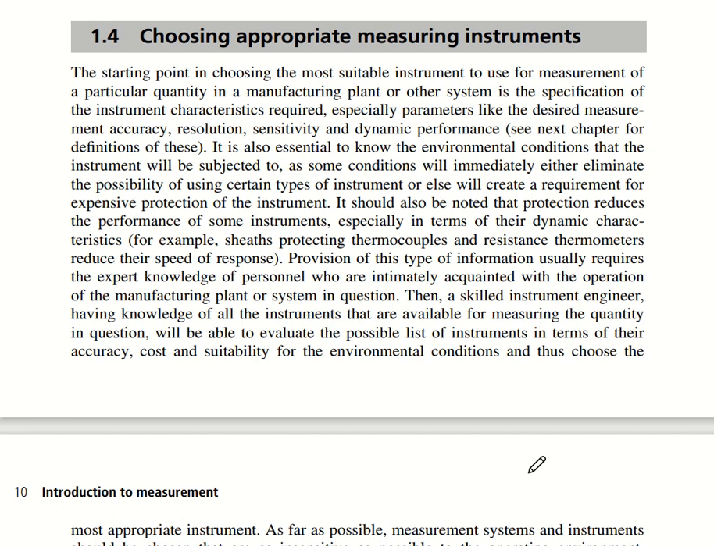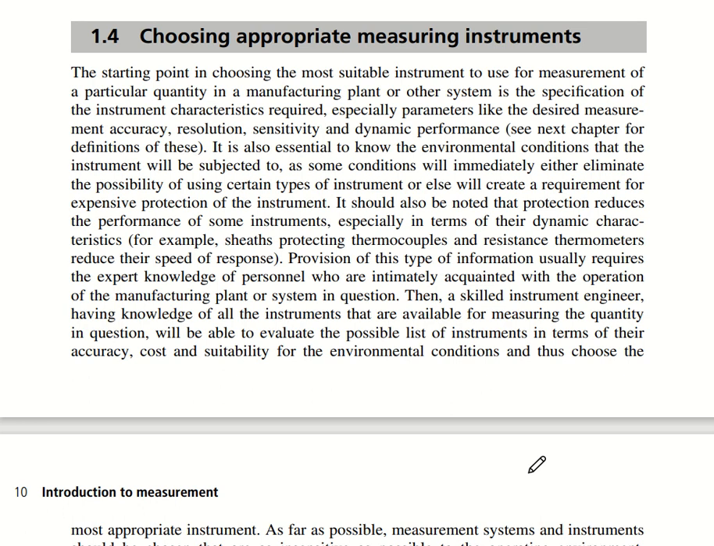It should also be noted that the protection reduces the performance of some instruments, especially in terms of their dynamic characteristics, like sheaths protecting thermocouples and resistance thermometers, which reduce the speed of the response, right? So we don't use it.